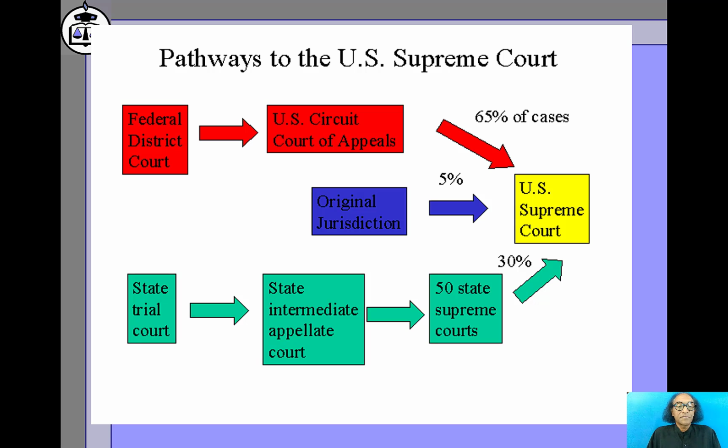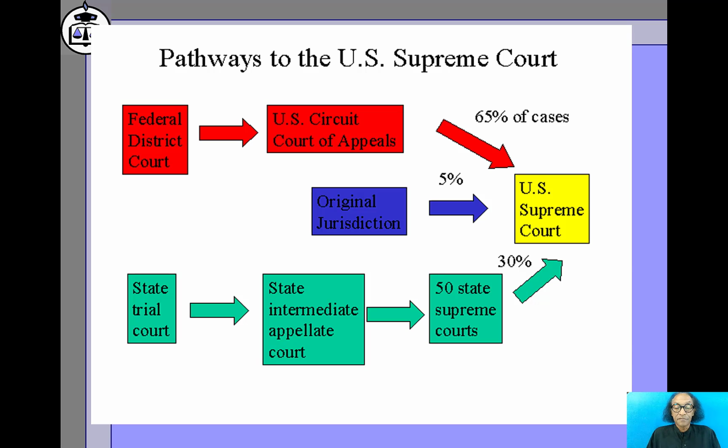At the top in red, you see the federal district courts. If a party loses at the federal district court, they can appeal to the U.S. Circuit Court of Appeals, and then from there to the U.S. Supreme Court. As you can see, about 65% of the cases are appealed to the U.S. Circuit Court of Appeals.